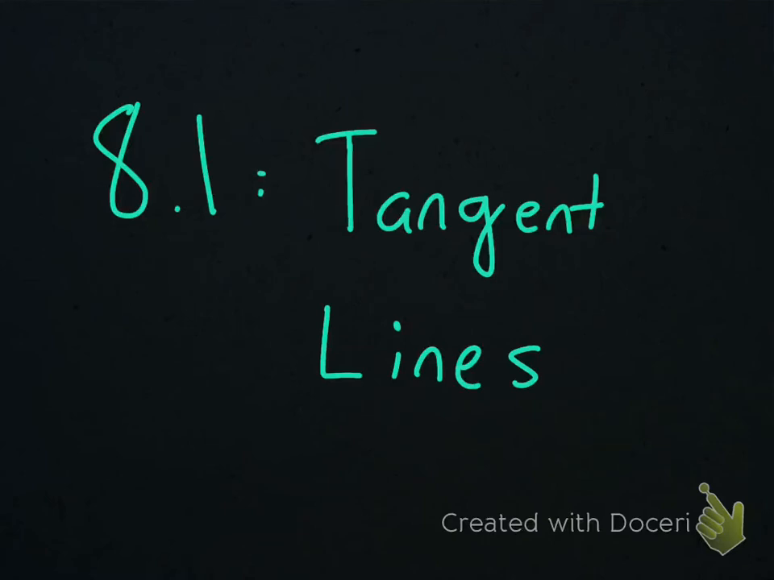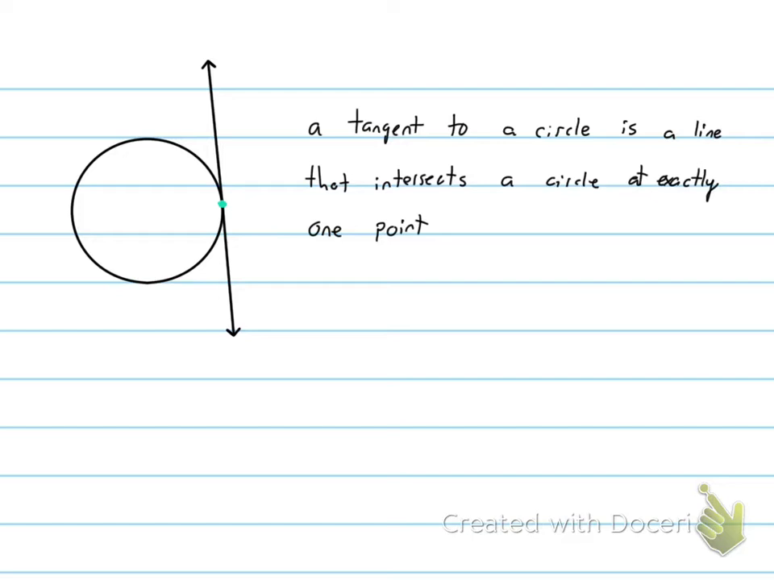In section 8.1, we're going to be talking about tangent lines to circles. So basically, a tangent line is a line that intersects a circle at exactly one point. And we call that point the point of tangency. That's going to lead us into our first theorem.